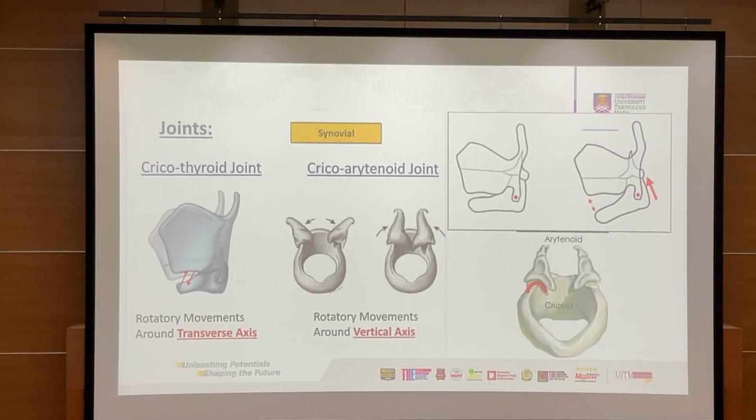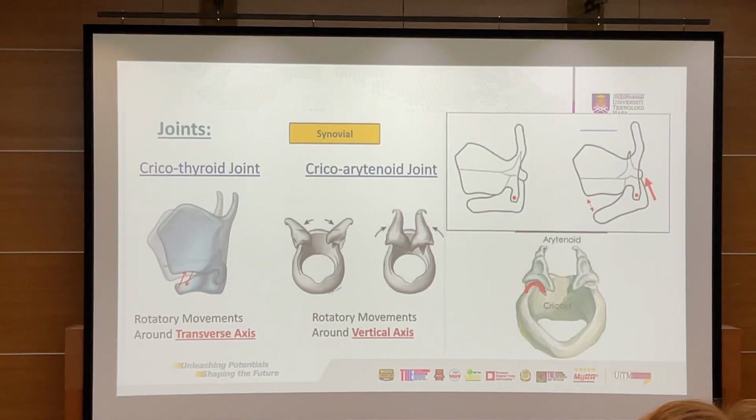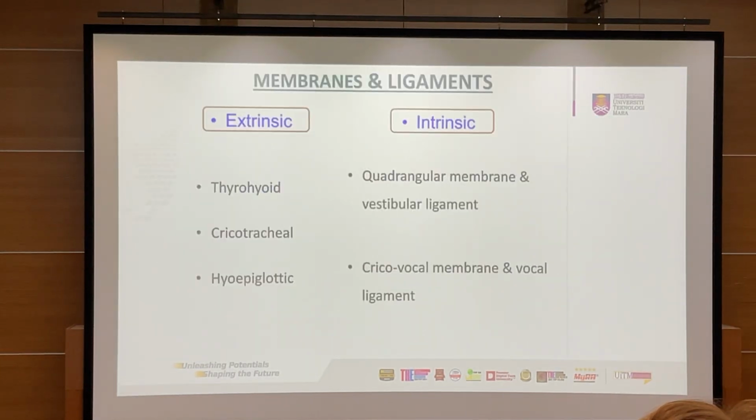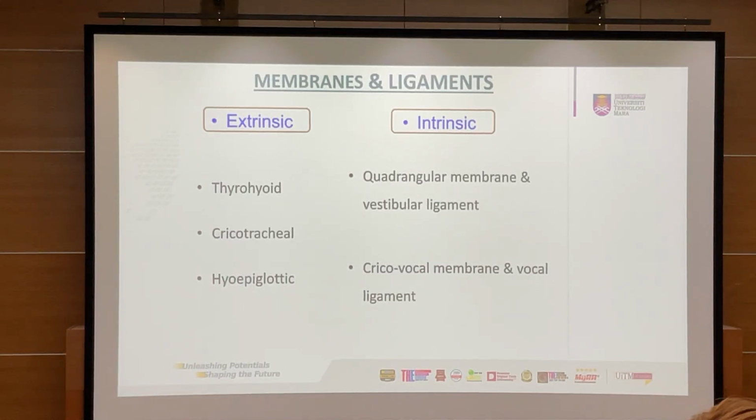These are the two major joints of the laryngeal framework, the cricothyroid joint and the cricoarytenoid joint. These are synovial joints, and they provide rotatory movement around the transverse axis and also the vertical axis. Besides the joints, we have membranes and ligaments, which can be divided into extrinsic and intrinsic. For extrinsic, we have thyrohyoid, cricotracheal, and hyoepiglottic. For the intrinsic, we have the quadrangular membrane with the vestibular ligament, and also the cricovocal membrane and vocal ligament. We'll look into that shortly.